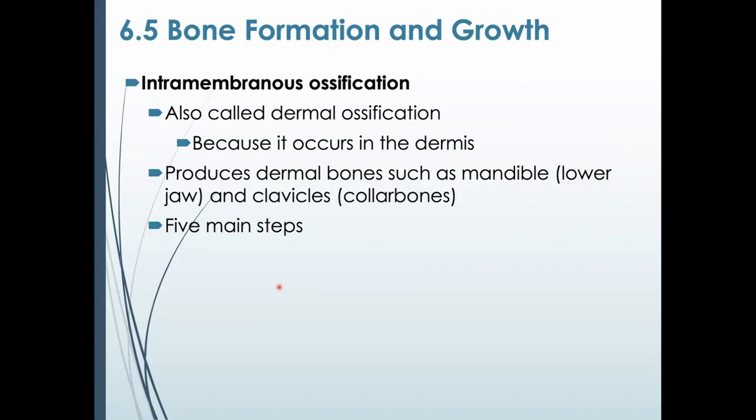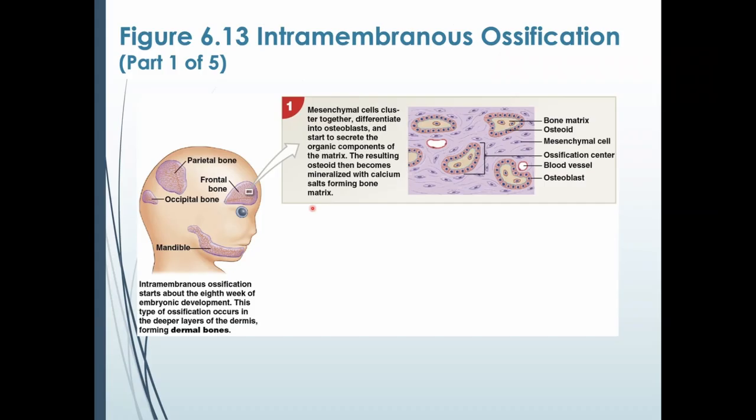All right, so the second one is intramembranous ossification, also called dermal ossification because it happens in the dermis. It is going to produce dermal bones such as the mandible, which is the lower jaw, and the clavicles, which are your collarbones. Remember, you have to know these official words, mandible and clavicle. There are five main steps to the intramembranous ossification.